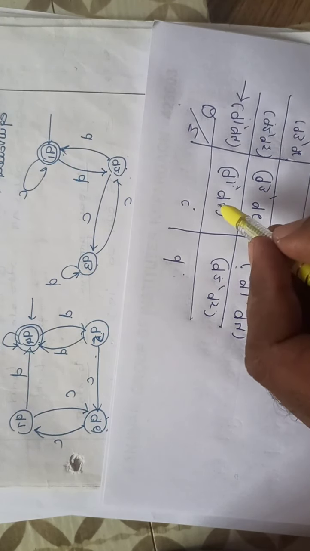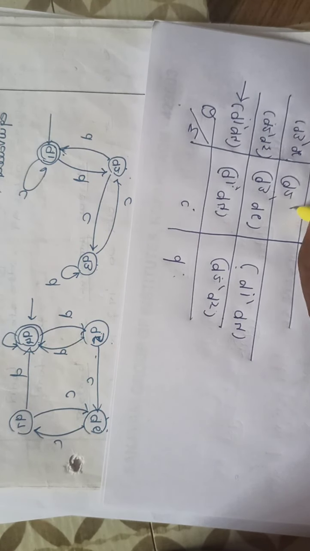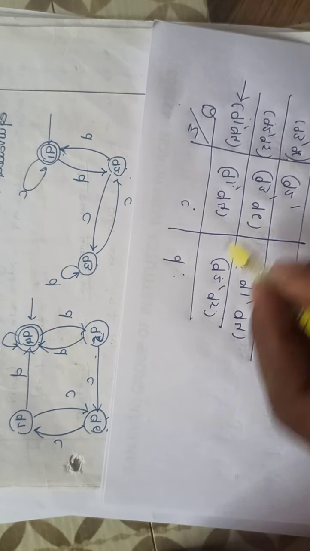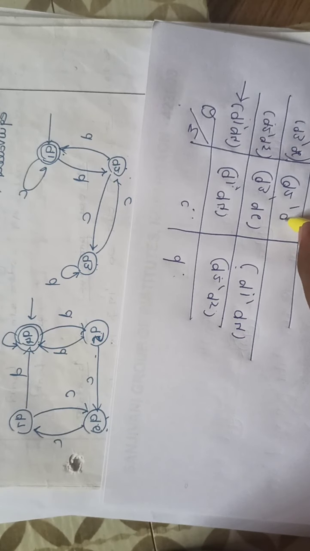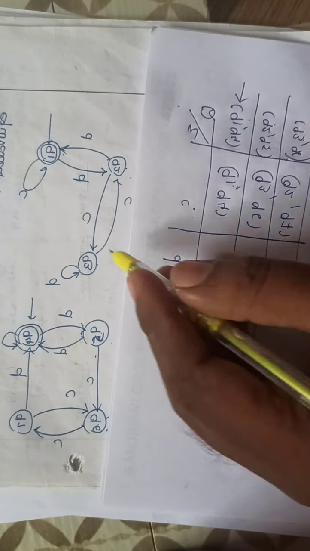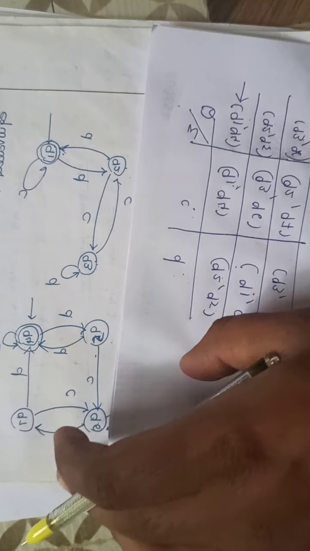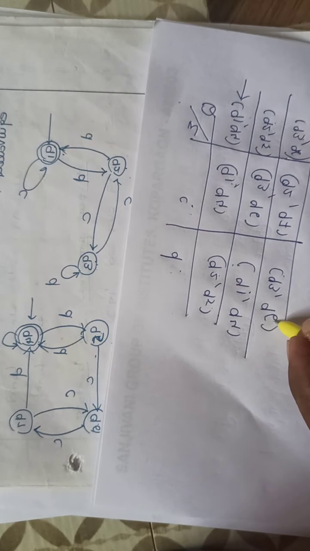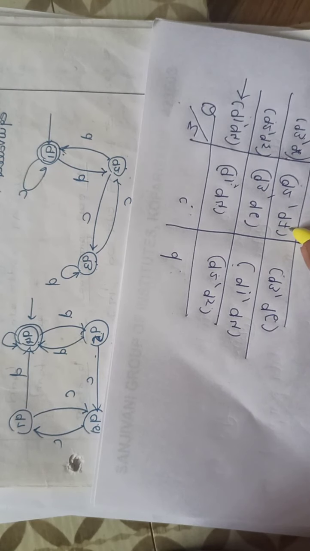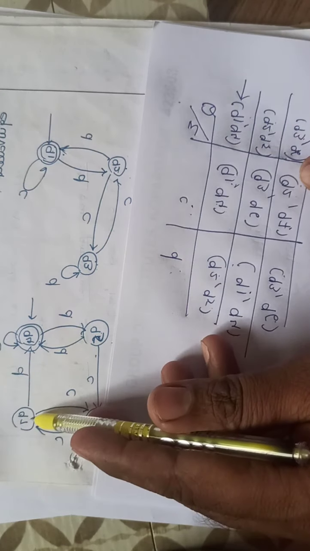Q3 after receiving C will be in Q2, and Q6 after receiving C as input is in Q7. Q3 after receiving D will be in the same state, and Q6 after receiving D is also in the same state. So I'll write Q3 and Q6 as the old state, and Q2 and Q7 as the new state. But we need to check whether these two are both non-final or both final. Here you can see Q2 is non-final and Q7 is also non-final.